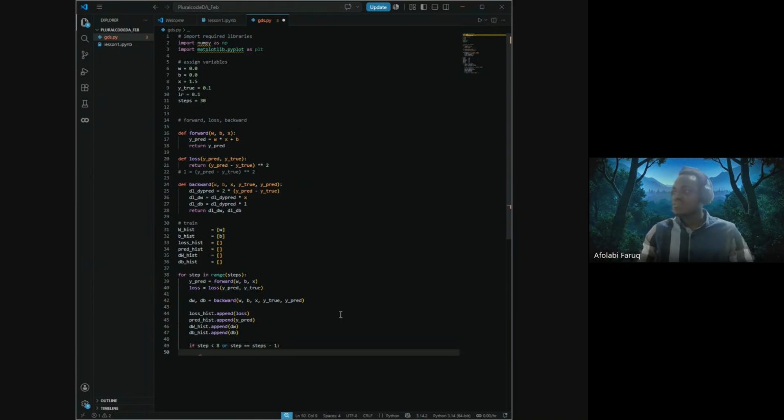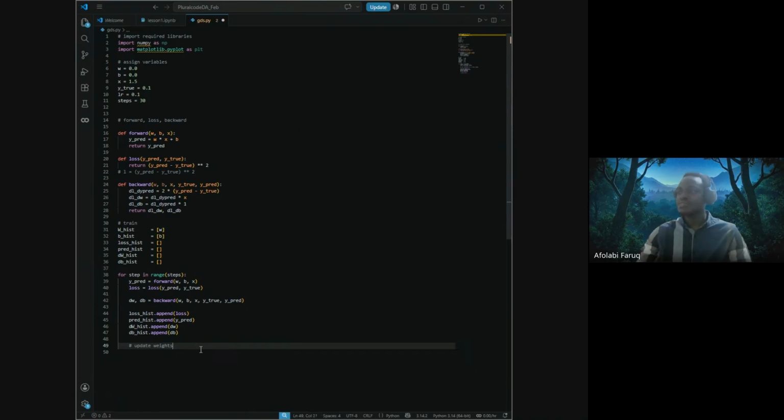So now the next thing is, okay, no, let's just abandon this. Let's just leave this. We don't need this. Okay. So now the next thing we need to do is update the weight itself. And how do we achieve that? Say W equals W minus LR times dW. Okay. So this is us trying to approach the global minimum based on the gradient update.